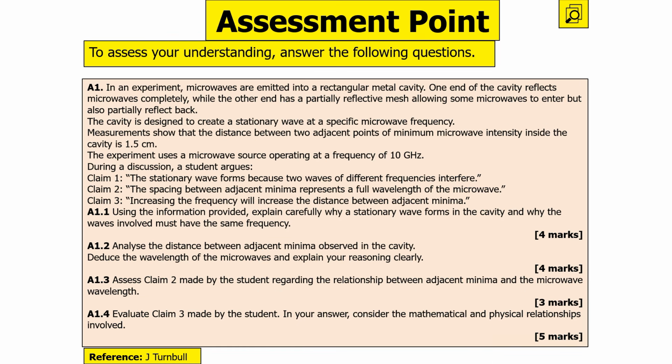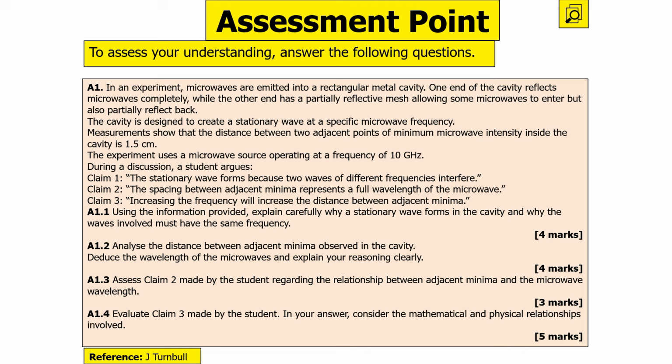In an experiment, microwaves are emitted into a rectangular metal cavity. One end of the cavity reflects microwaves completely, while the other end has a partially reflective mesh, allowing some microwaves to enter but also reflect back. The cavity is designed to create a stationary wave at a specific microwave frequency. Measurements show that the distance between two adjacent points of minimum microwave intensity inside the cavity is 1.5 centimeters. The experiment uses a microwave source operating at a frequency of 10 GHz. During a discussion, a student argues the stationary wave forms because two waves with different frequencies interfere. Claim 2: this spacing between adjacent minima represents a full wavelength of the microwave. Claim 3: increasing the frequency would increase the distance between adjacent minima.